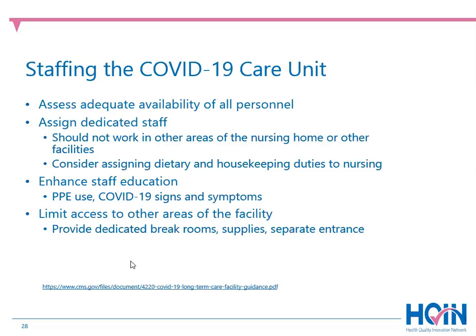Whenever possible, it's recommended that nursing homes integrate consistent assignment of staff to specific residents, with the goal being to decrease the number of staff and resident interactions. Staff access between the COVID unit and the rest of the facility should be limited as much as possible. This can be accomplished by providing a separate entrance and dedicated break areas and supply rooms for the COVID care cohorted staff. Next slide, please.